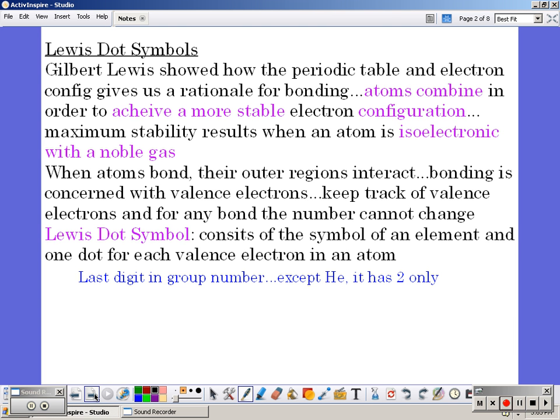Lewis dot symbols then are named for Gilbert Lewis and consist of the symbol of the element and 1 dot for each valence electron. If you remember that the last digit in the group number is how many valence electrons it has, except for helium, because helium only has 2 electrons, that's a quick way of drawing Lewis structures.